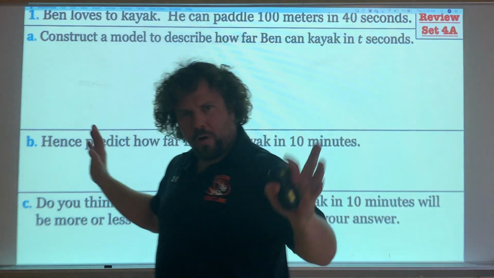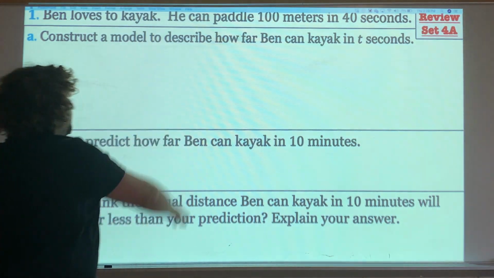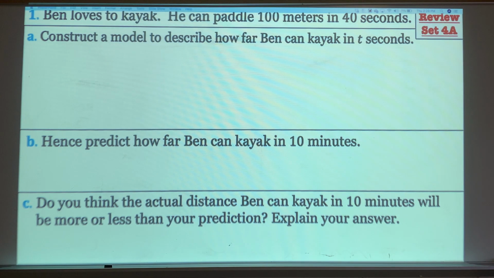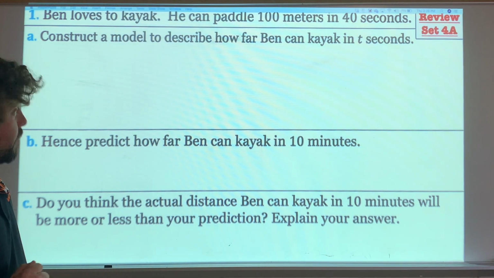Number 1, all examples, no learning. Ben loves to kayak. He could paddle 100 meters in 40 seconds. Construct a model to see how far he can kayak in T seconds. All right, go. Okay, you done?